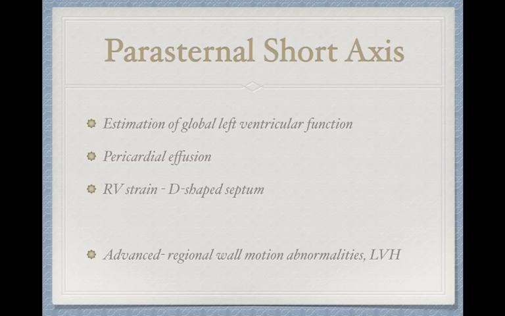So the parasternal short axis is going to be our main view to assess for global EF. That's our second clinical question. And you can also assess for pericardial effusions off this. There is a way to assess for RV strain as well, in which you get a D-shaped septum, or if there's high right-sided pressures, it's going to be flattening out that septum. And this is also the view as you get more advanced that you'd be looking for regional wall motion abnormalities.